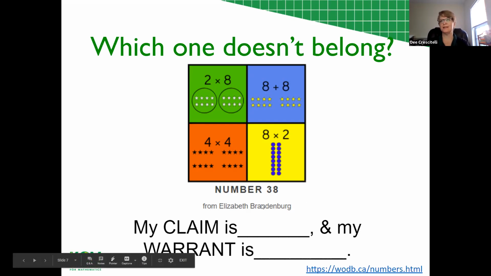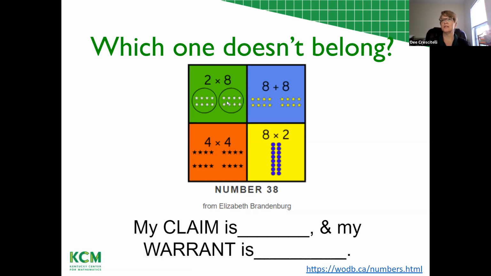My claim is that 2 times 8 over here is the one that doesn't belong. And my warrant is, it is the only one that has these specific rings around the sets. It has the sets delineated out separately. So it has both arrays, but then they're circled like they're separate sets.